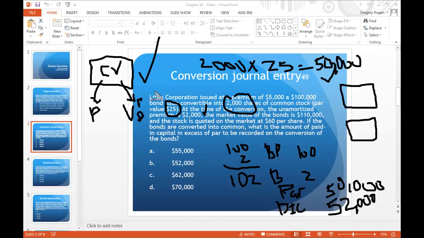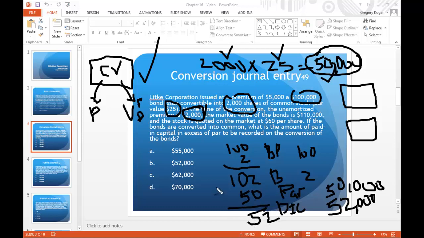So just to go over again, on the left side is your carrying amount. That's your par. That's your unamortized premium. On the right side, what you have is the converted par, which is your shares times their par value. What you solve for in this situation is the difference. You go 102 less 50 equals 52. So the equation I would use is carrying amount less par equals the paid in capital. So the answer here is going to be B.